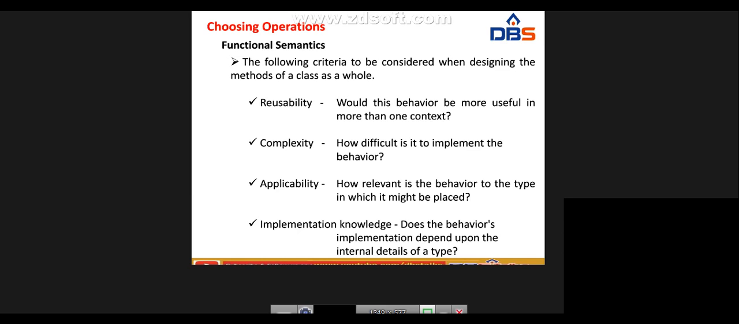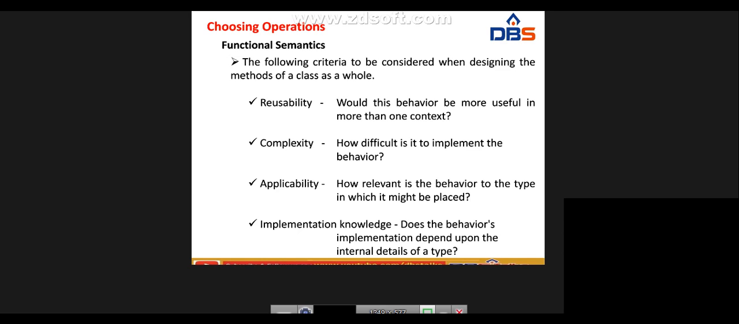So how useful will it be, and how much more useful will it be in the particular context? And complexity is how difficult it is to implement the particular behavior. How difficult is it to implement that behavior? So first we have to identify that.